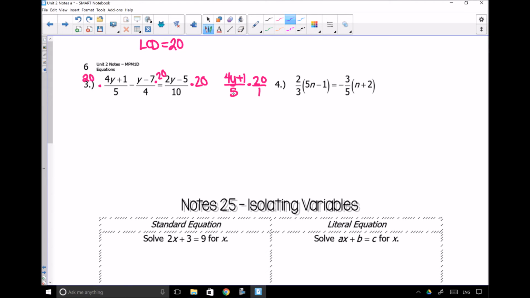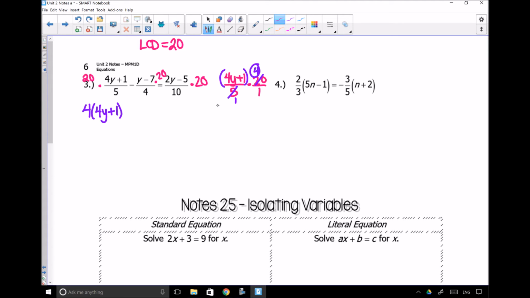Well, what can I divide 5 and 20 both by? They're both divisible by 5. 5 divided by 5 is 1. 20 divided by 5 is 4. So here I've got 4y plus 1 all times 4. So what I would write down is 4 times the quantity 4y plus 1. Okay? If you didn't get that, rewind and rewatch that. We'll do another example right now.